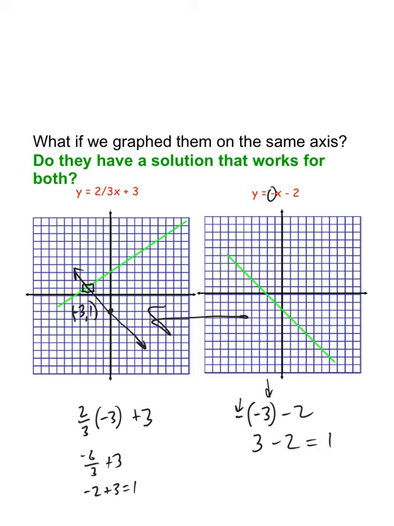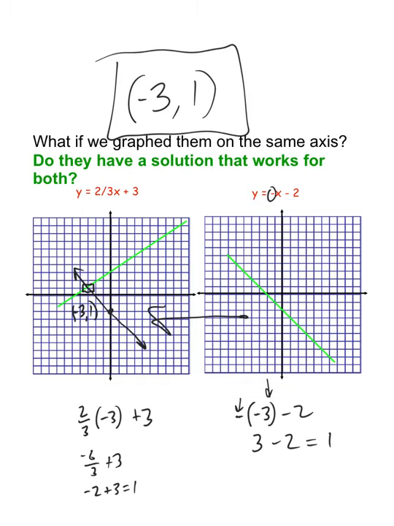So that tells us that the answer, (-3, 1), is the coordinate where these two lines intersect, which means that coordinate is an answer to both equations. If you put -3 in for x, you will always get 1 for y in both equations. So the solution to this system of equations would simply be the point (-3, 1). Okay, so that's what we're looking at.